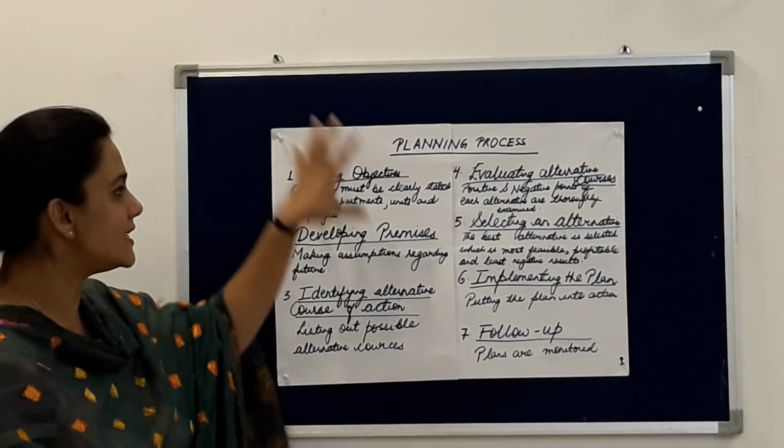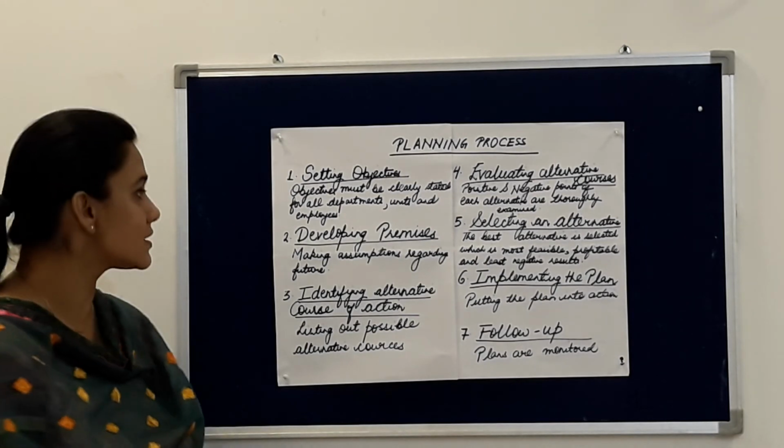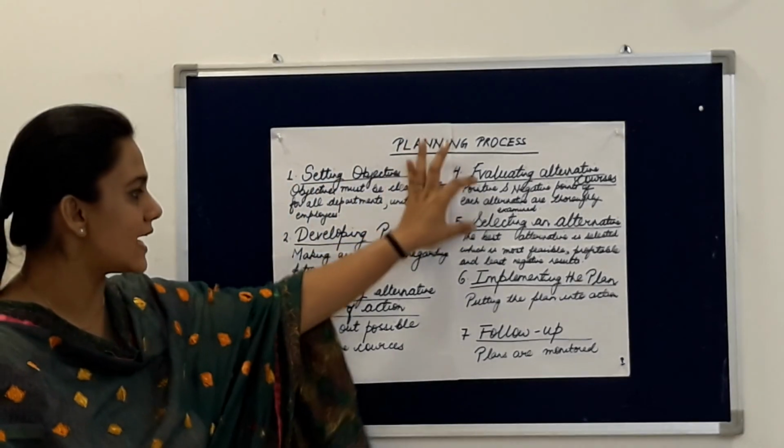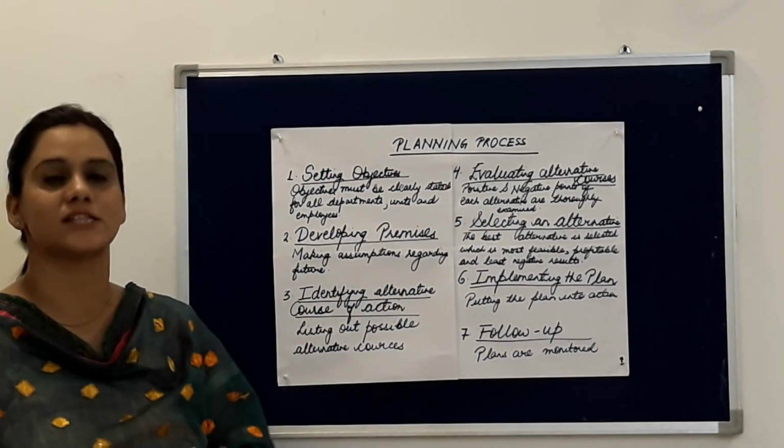So students, this was the explanation of the planning process, and these were basically the NCERT key lines. You can learn these key lines and it will help you in the explanation.